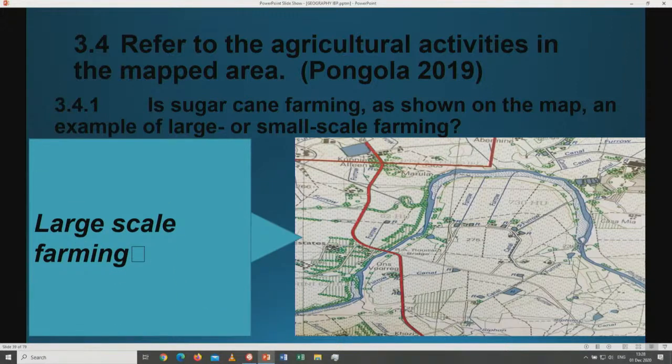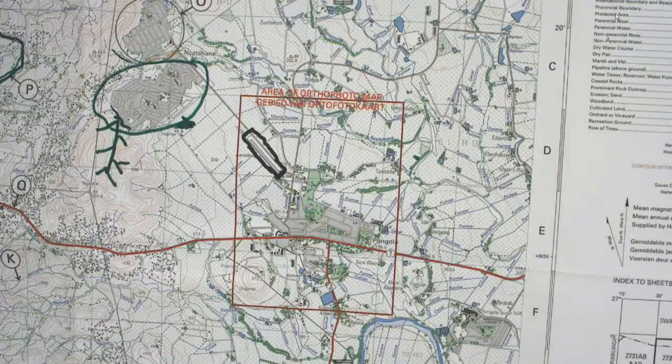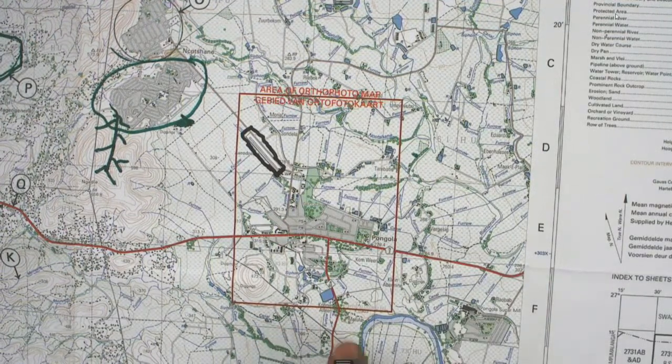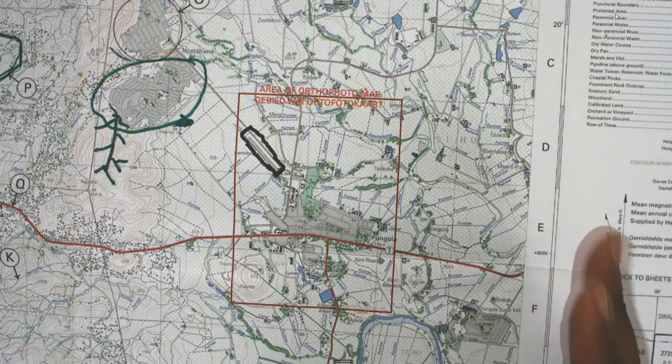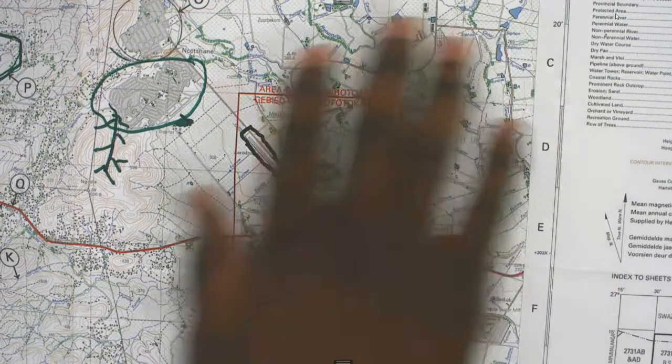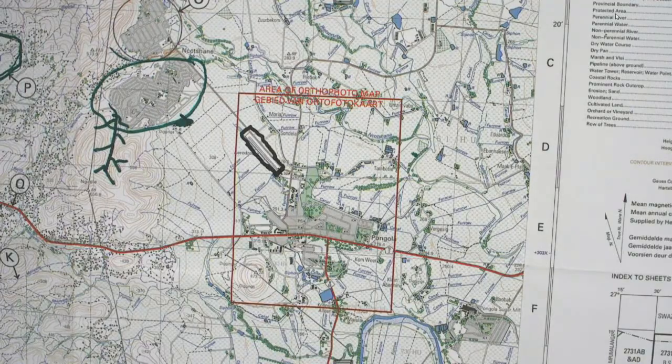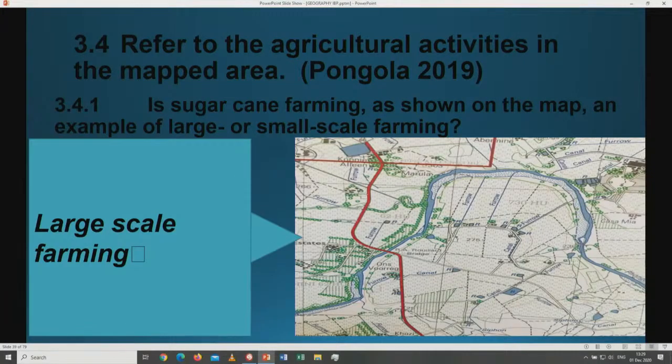This, grade 12, is a large scale farming. There is no way this can be a small scale farming. Here they use tractors, they have irrigation schemes in the map. You can see in the map we've got furrows, that means that they transfer water. We have canals, we have everything necessary for irrigation. So if there is this vast network of irrigation, it means that this is a large scale farming, and they use machinery to plant in this area.